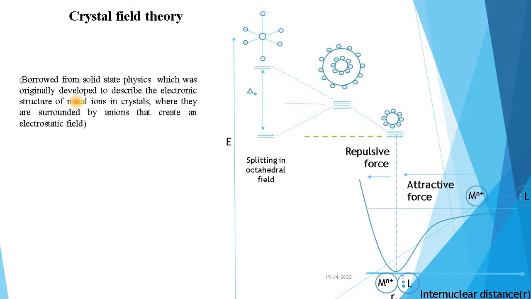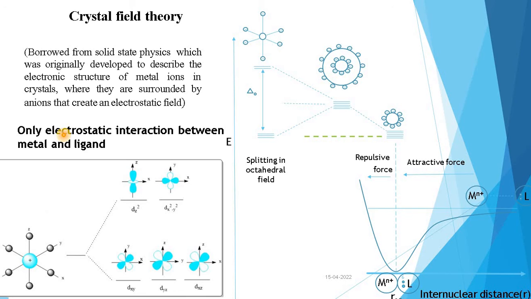This is borrowed from solid state physics, which was originally developed to describe the electronic structure of metal ions in crystals, where they are surrounded by anions that create an electrostatic field. Now, we have transition metals which have d orbitals. There are 5 d orbitals, and their electron distribution in different directions is different. These are the 5 d orbitals you can see.